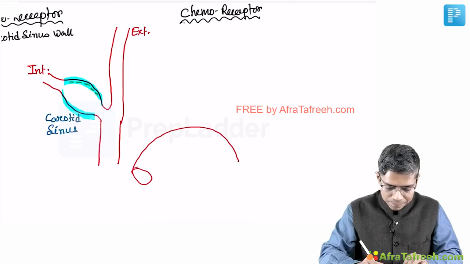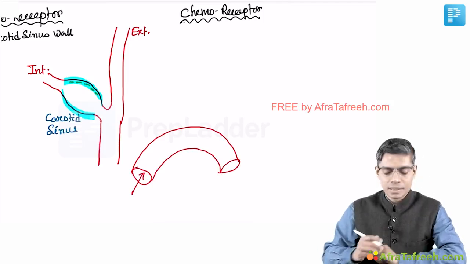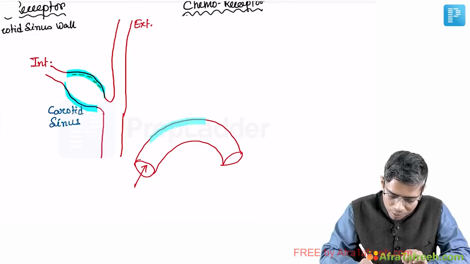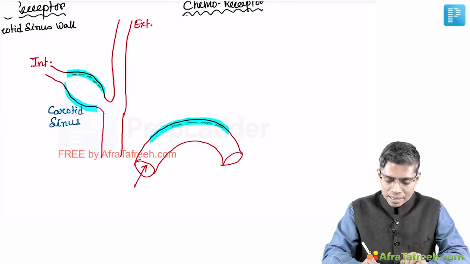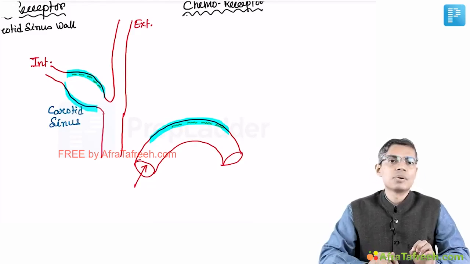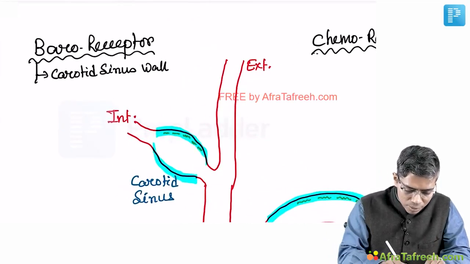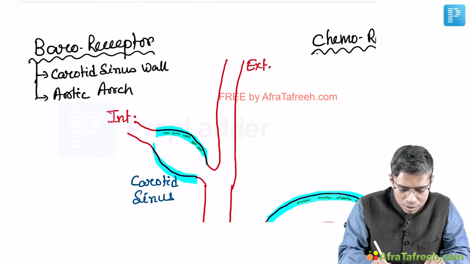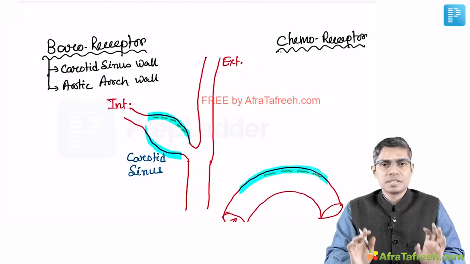Similarly, if you look at the level of the arch of aorta, suppose this is the arch of aorta schematic diagram, right? The blood is coming from this side. Similar to the carotid sinus, the aortic arch wall also contains a few mechanoreceptors or stretch receptors, and again these receptors are known as baroreceptors. That means the first location is the carotid sinus wall, and the second location is the aortic arch wall. In both of these locations, the baroreceptor is present.